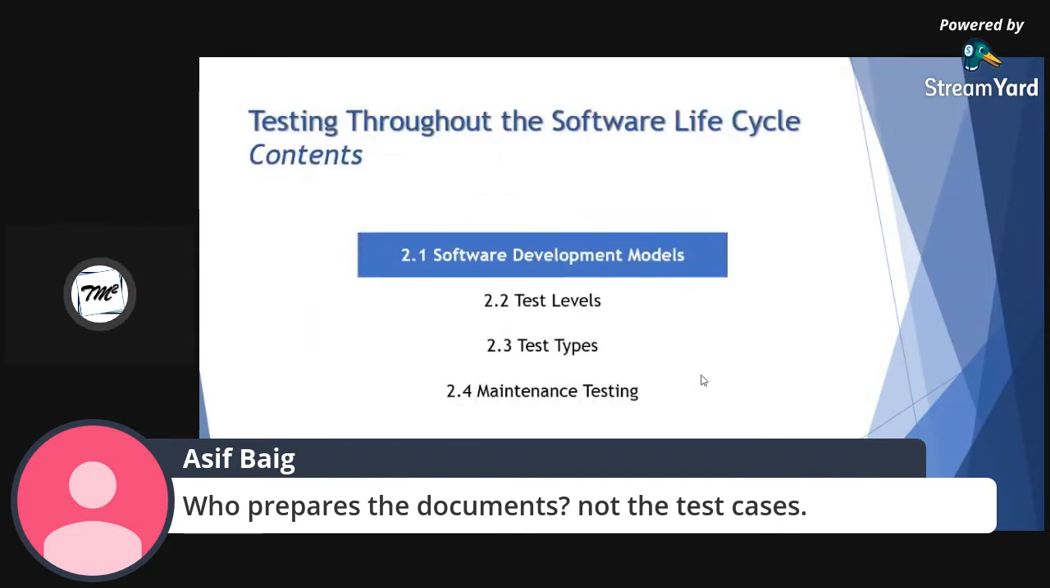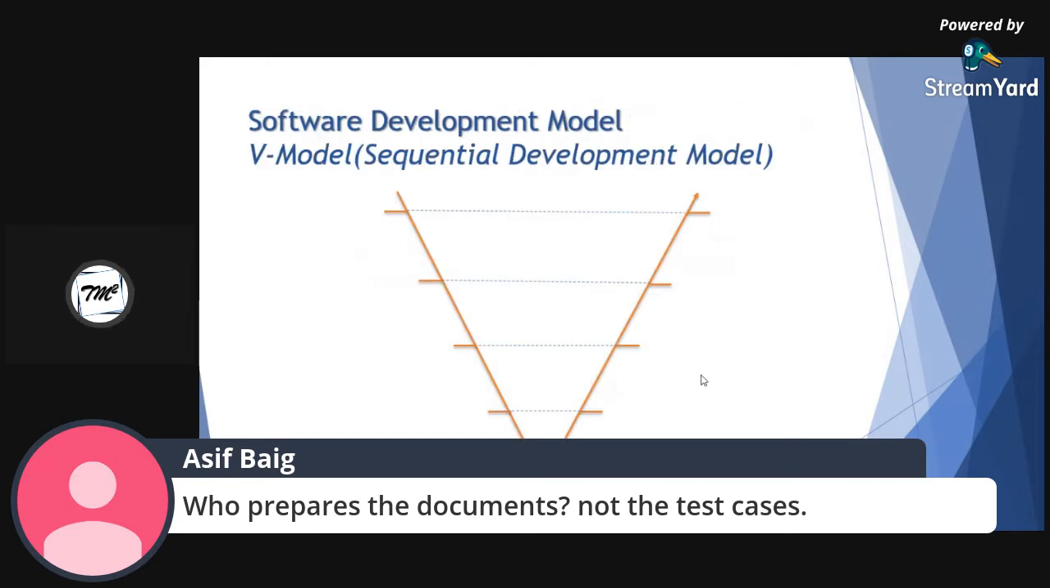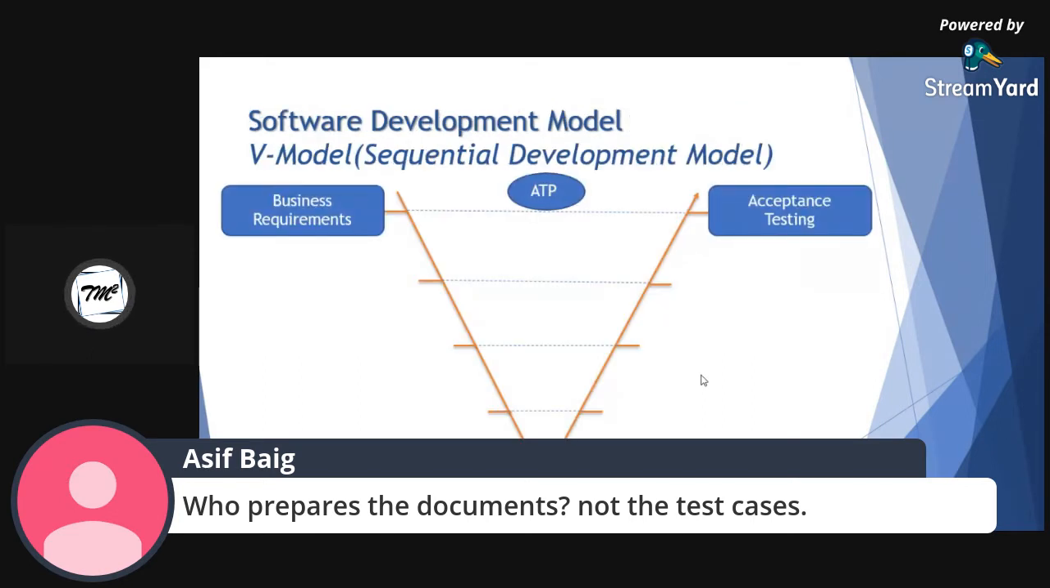All right, so moving to chapter two, we have four topics to understand here: software development models, test levels, test types, and maintenance testing. When you look at the software development models, of course, it is about the waterfall and V model, which we generally talk about from the past. But we are looking at the different strategies which we can take care of within the syllabus.